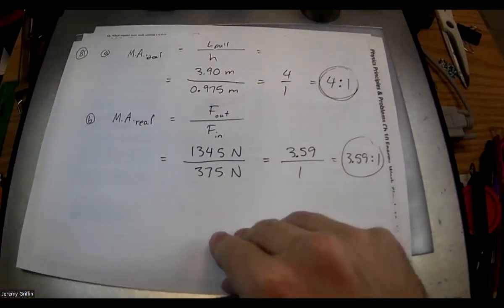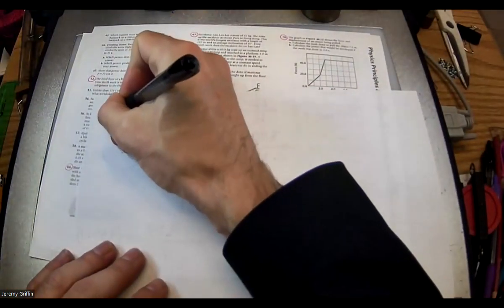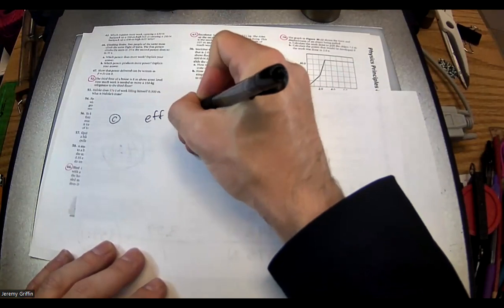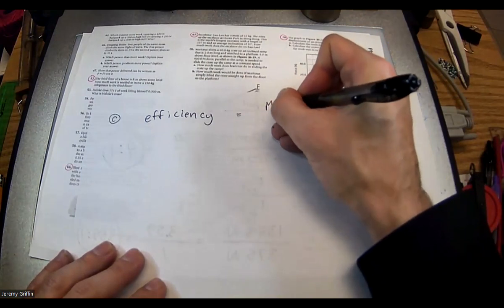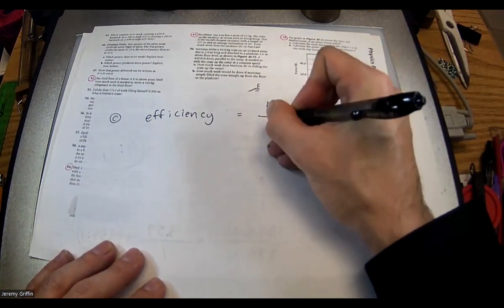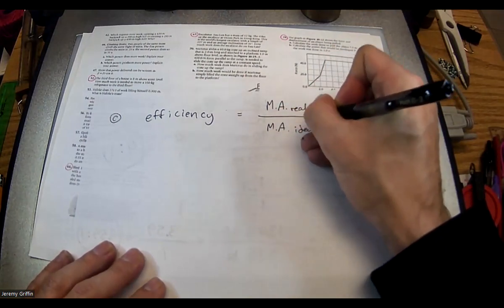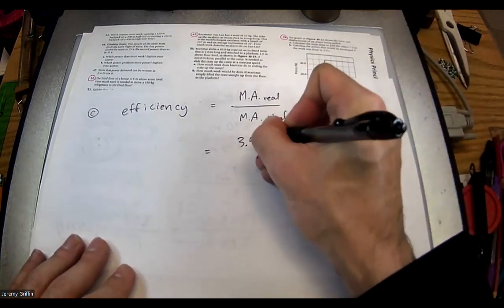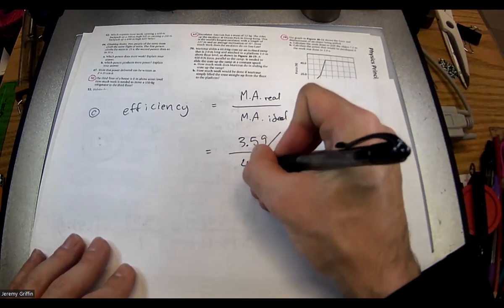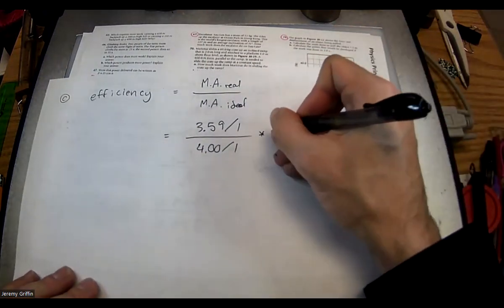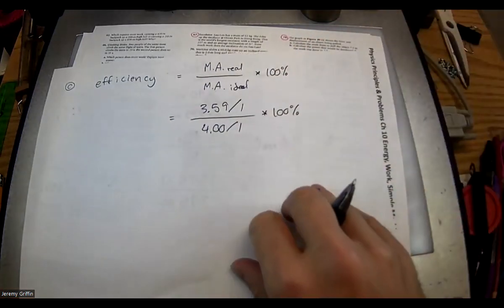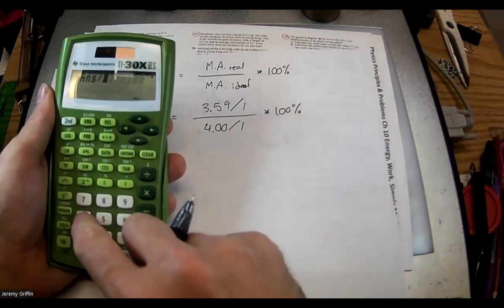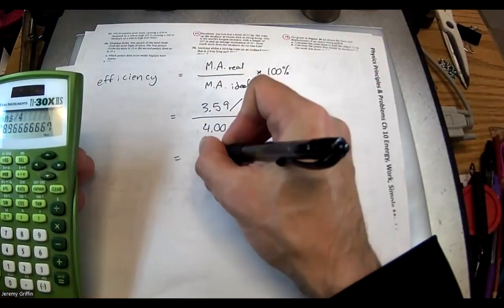So part C, efficiency, is equal to the actual mechanical advantage compared to the ideal mechanical advantage. Okay, and that's 3.59 to 1 compared to 4 to 1. Let me say times 100% just to turn it into a percentage. Percentages look nice, right? So what is that over 4?